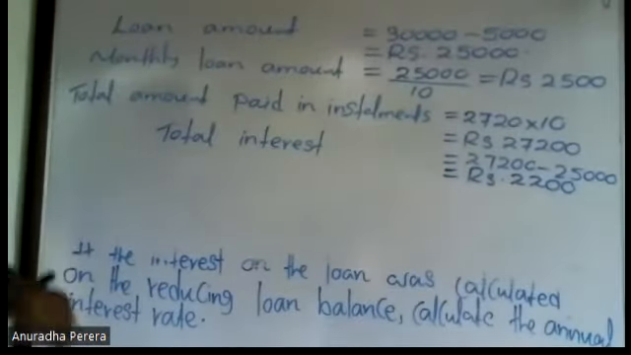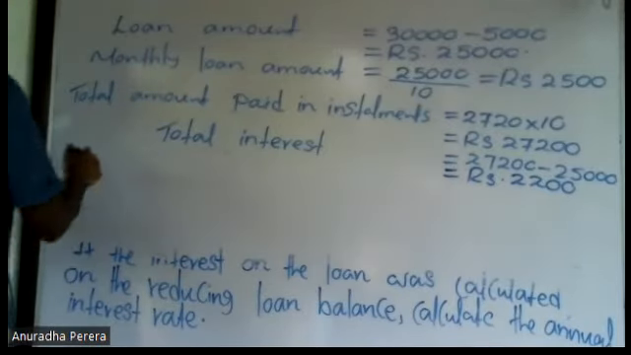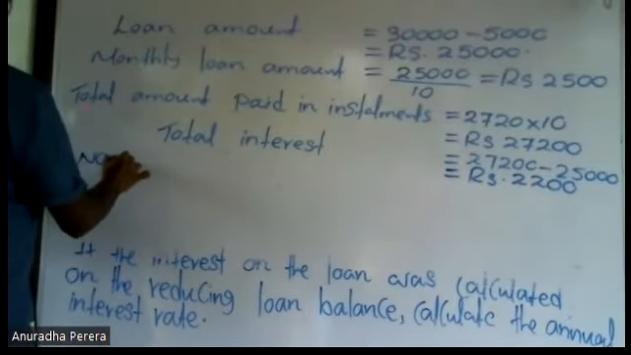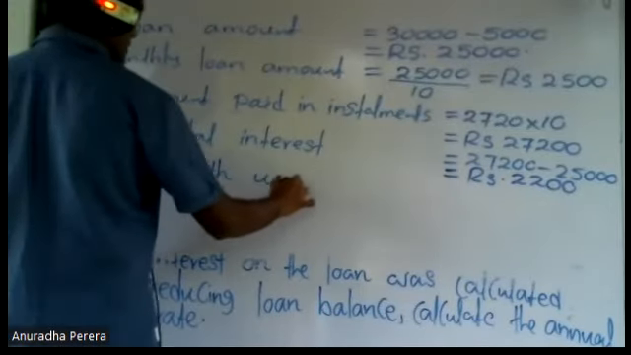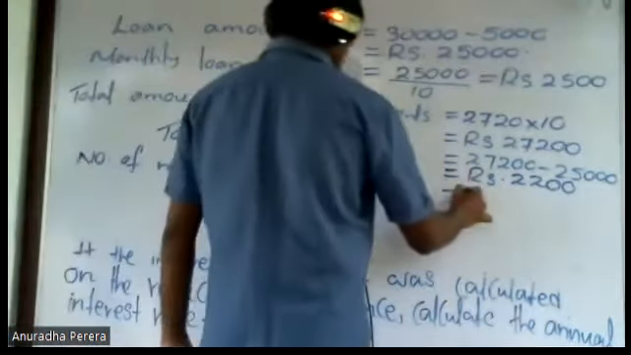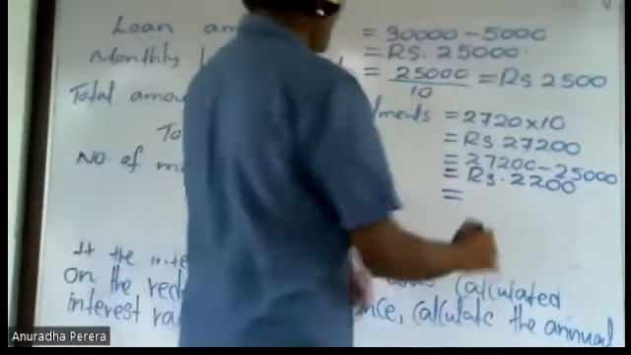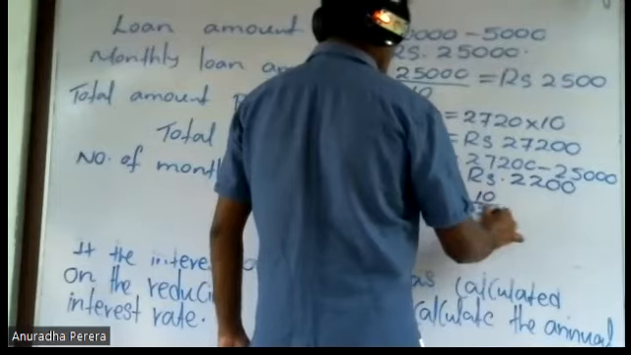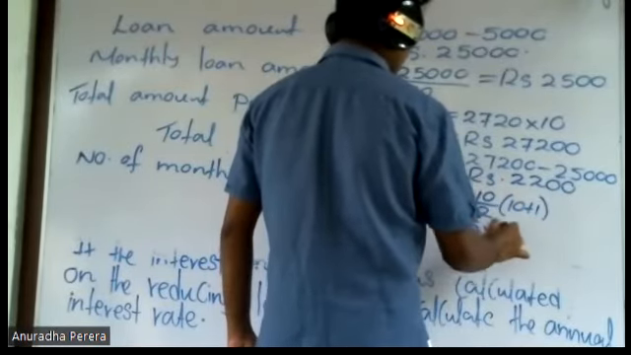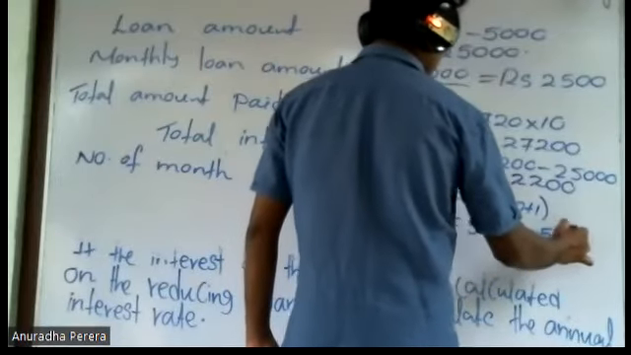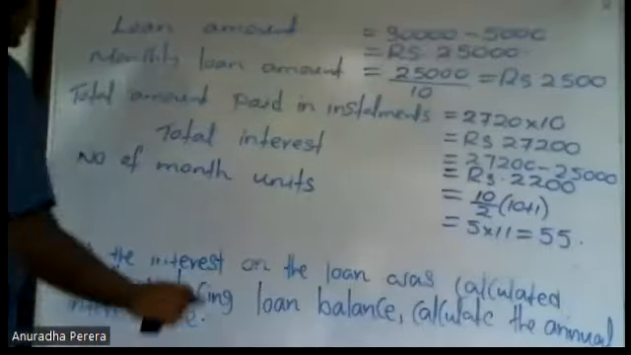Then determine, actually what is this total interest? It is 2,200. Now determine the number of month units. Number of installments 10. 10 over 2, 10 plus 1. 5 into 11. It is 55.